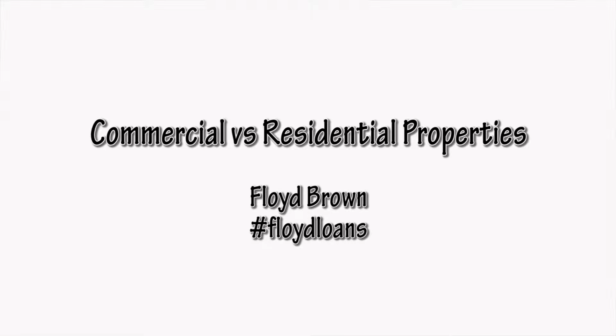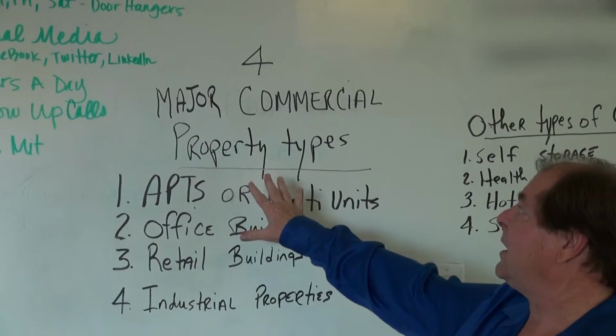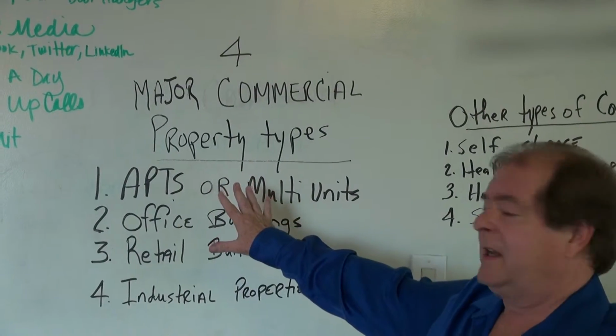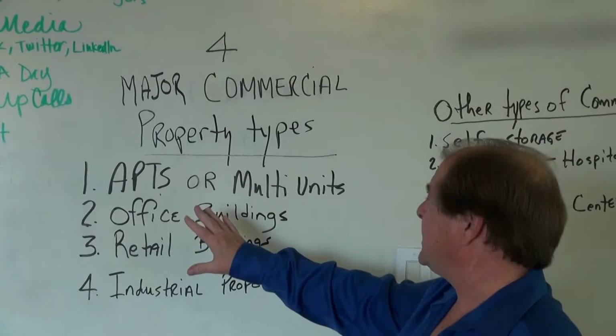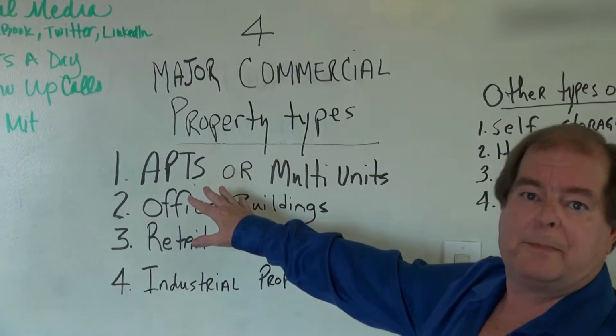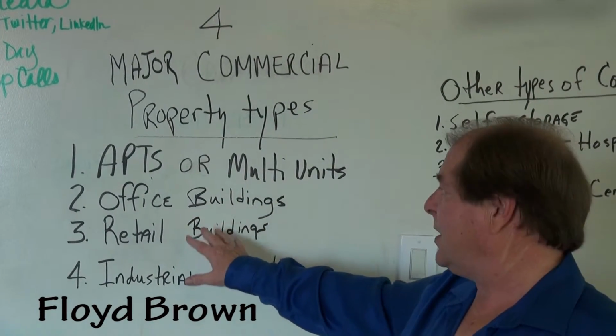Okay, today I'm going to discuss certain types of commercial properties versus residential properties. I have written on the board here 4 major commercial property types. These are the main ones I'll be discussing with you. There are others, but these are the main ones. Number 1 would be apartment buildings or multi-unit properties. I think everybody knows what those are.